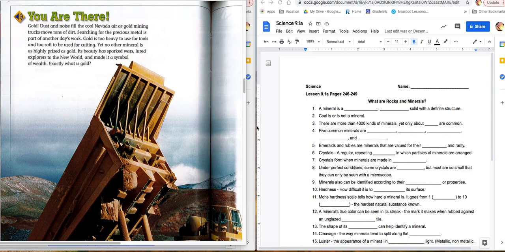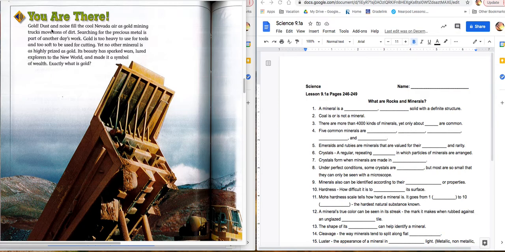Sixth grade, happy Tuesday. We're ready to get into the chapter on rocks and minerals today. Remember from yesterday we had the skill of comparing and contrasting, where you're looking at the difference between real gold and fool's gold. Fool's gold was pyrite. Today we're going to move on.